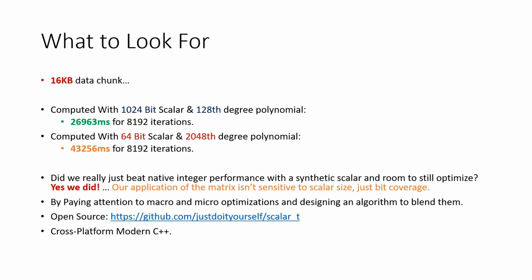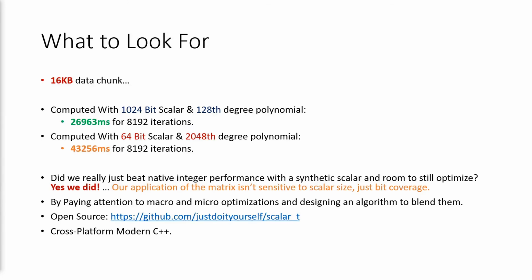Take a look at the open source project. While you're there, you might want to look for the following. A 16K chunk of data computed with a 1024-bit scalar and a 128-degree polynomial can be completed in about 25,000 milliseconds for several thousand iterations. The same data chunk, but computed with a 64-bit scalar and a 2048-degree polynomial, takes almost 45,000 milliseconds for the same amount of iterations.